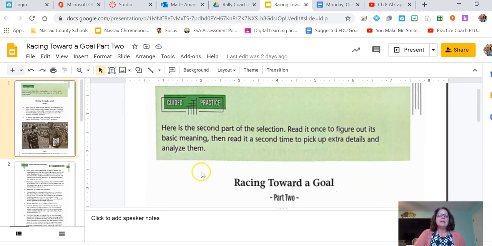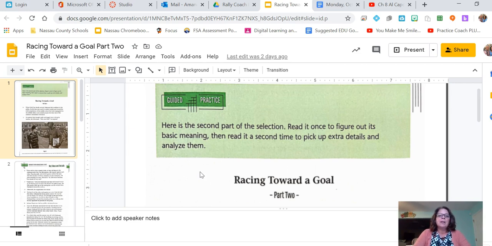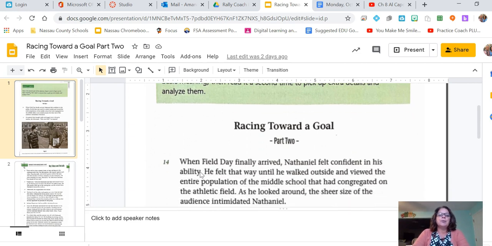Before I read, here is the second part of the selection. Read it once to figure out its basic meaning, then read it a second time to pick up extra details and analyze them. So when you analyze something, you break things up into parts and you see how they work. Racing Toward a Goal, part two.